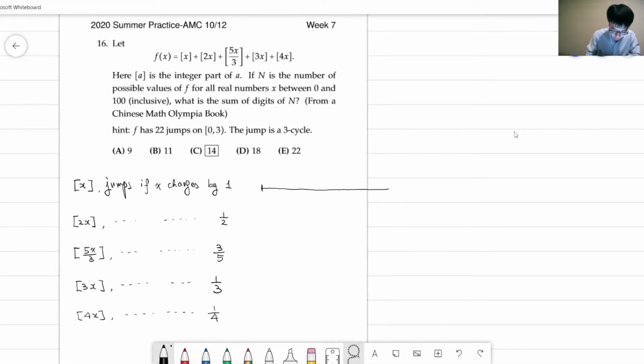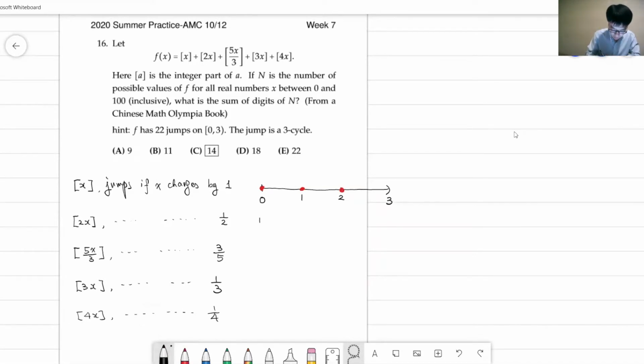Now let's start from 0 to 1, to 3. 3 is open. Okay, let's do this is 1, this is 2, 3. 3 is not included. So for the first part, we know the value jumps at these integer points. At 0, at 1, at 2. It jumps 3 times on this interval, okay?